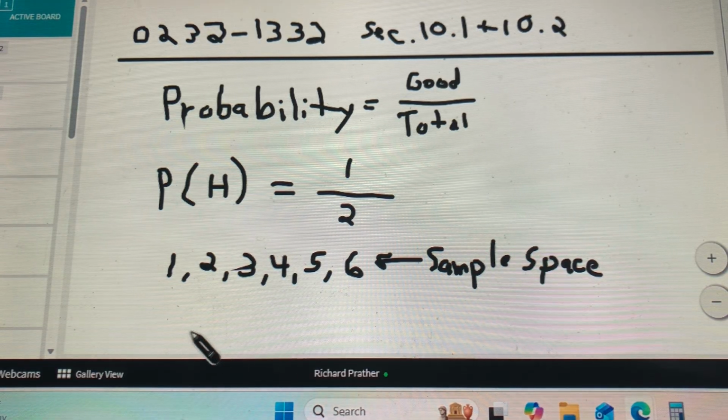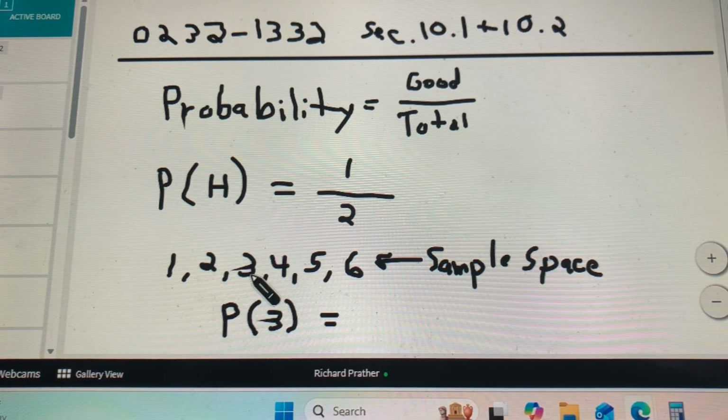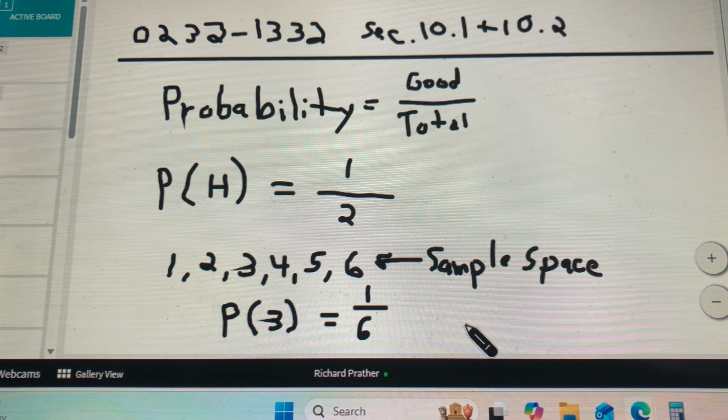I can clearly see there are 1, 2, 3, 4, 5, 6 things here. So the probability of rolling, let's say, a 3: only one of these 6 numbers is a 3, so that's my only good case right there. So the probability of rolling a 3 is 1 out of 6, where I'm doing good over total. In theory, it's 1 out of 6. Before I go to roll it, I would say there's a 1 out of 6 probability of rolling a 3.